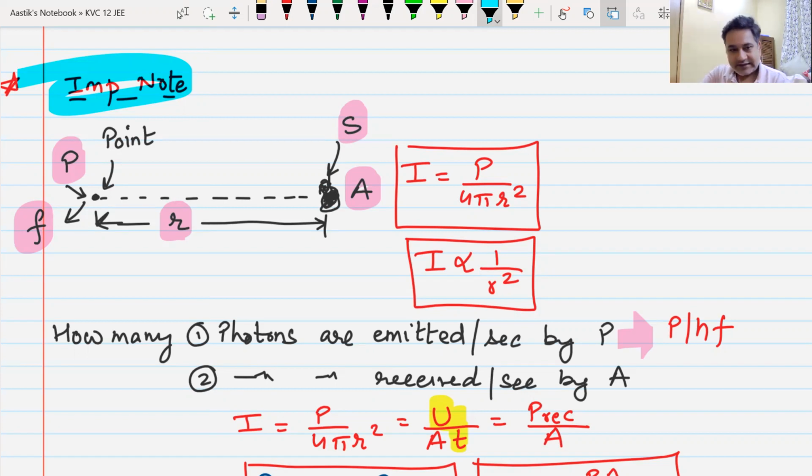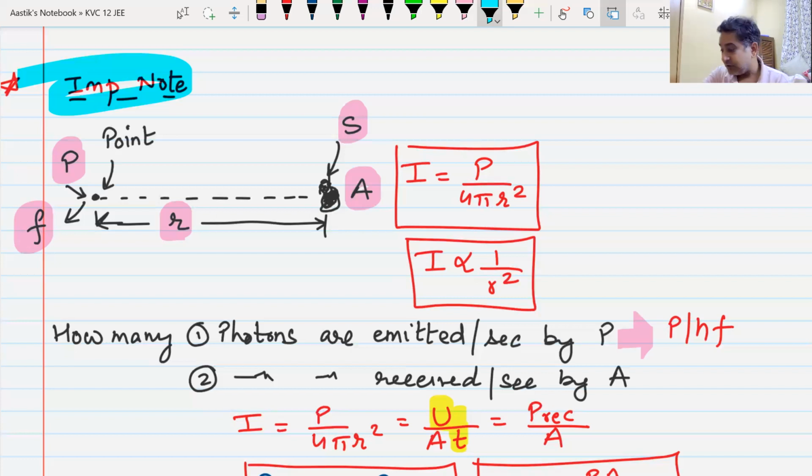Point source intensity is inversely proportional to r square. If the distance becomes twice, intensity becomes 1/4. If the intensity becomes 1/4, the photoelectric current will become 1/4. It is directly proportional. And hence the answer is D.